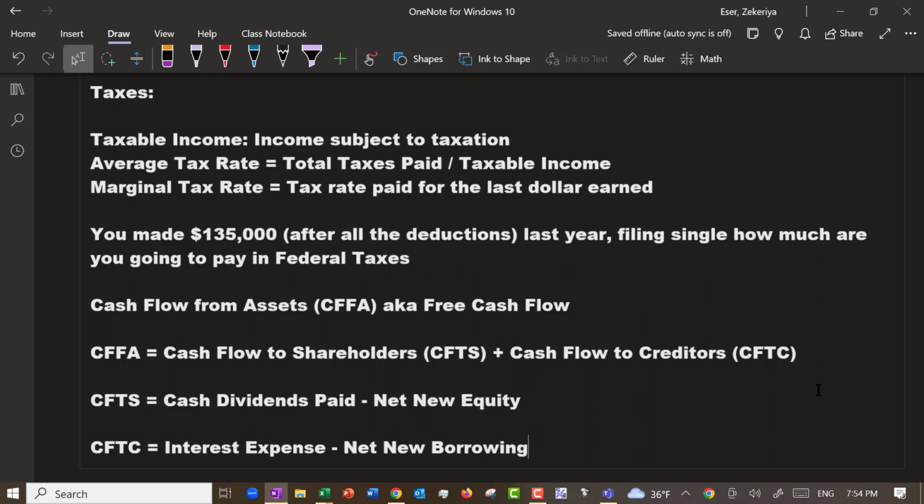So if you pay $100 million in interest, but you also borrowed an additional $400 million that year, your cash flow to creditors is negative $300 million. Or you paid $100 million in interest. You also repaid $300 million worth of debt. That's negative net borrowing. So net cash flow to creditors is 400. By net new equity, we mean value of the new shares issued minus any stock repurchases.